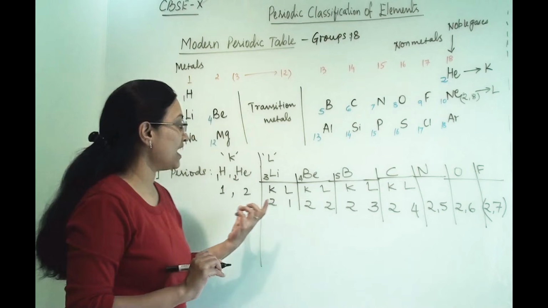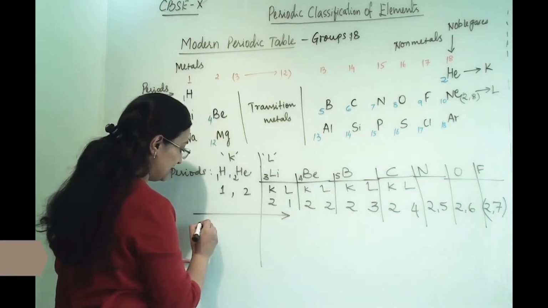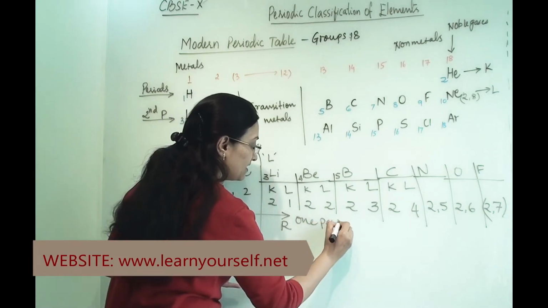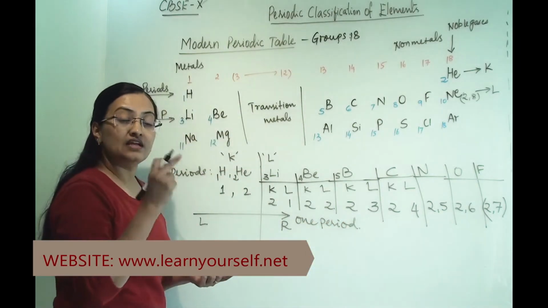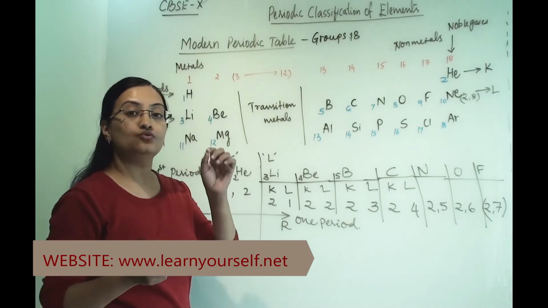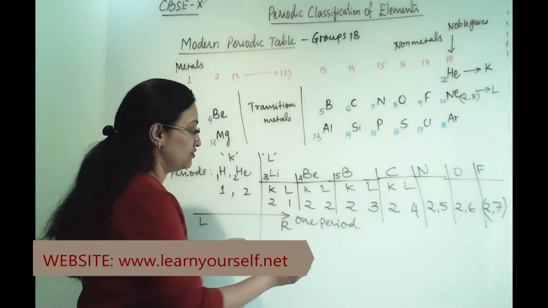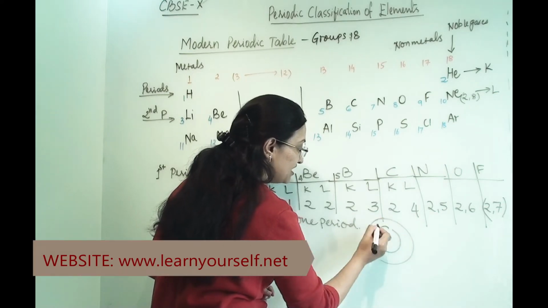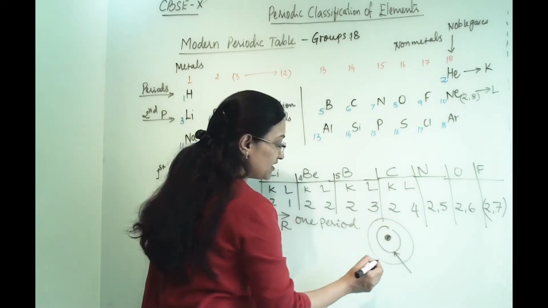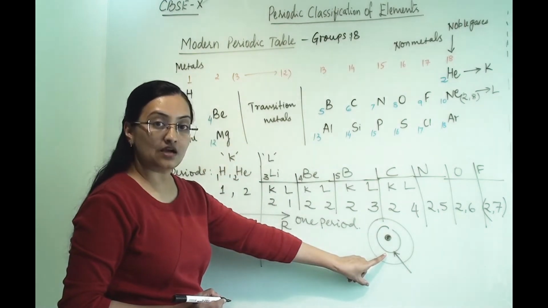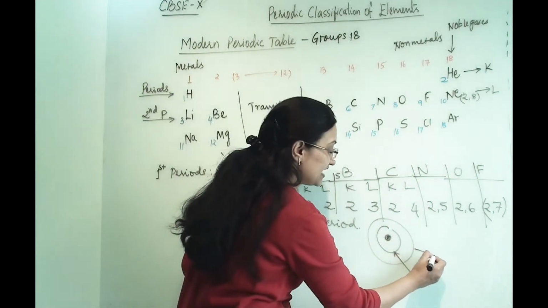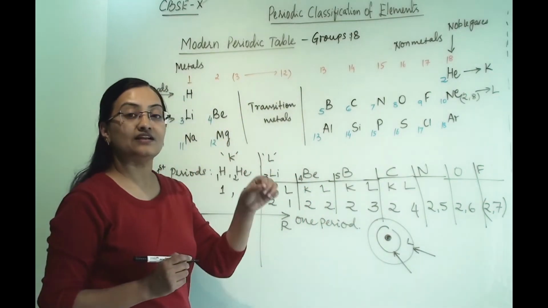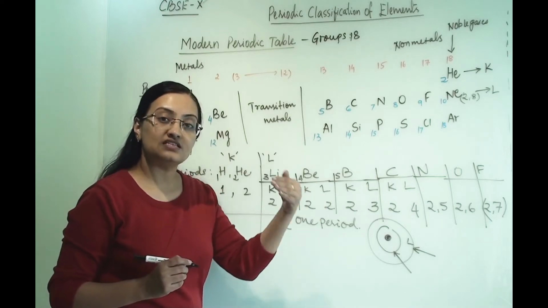So as we start from the first element, 1 electron, then 2 electrons, 3, 4, 5 electrons. As we go from left to right in one period, one electron is added to the same shell. Here this is our atom and this is our shell. This is the first period where the K shell is completely filled. This is the second period where the L shell is completely filled. So one electron is being added to the same shell.